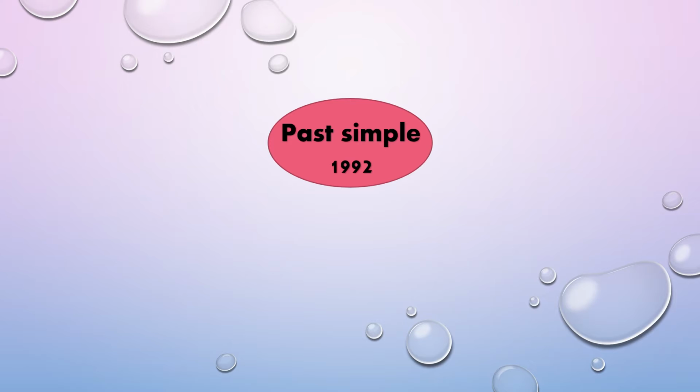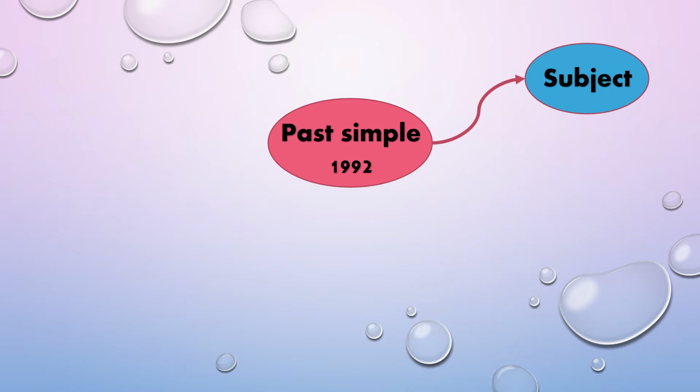So it is important to remember that we use the past simple tense for activities that started and finished in the past. And in general, we know when these activities happen. For example, in 1992, yesterday, last month, etc. So today it's time to learn the structure in English. So come on, let's see it.